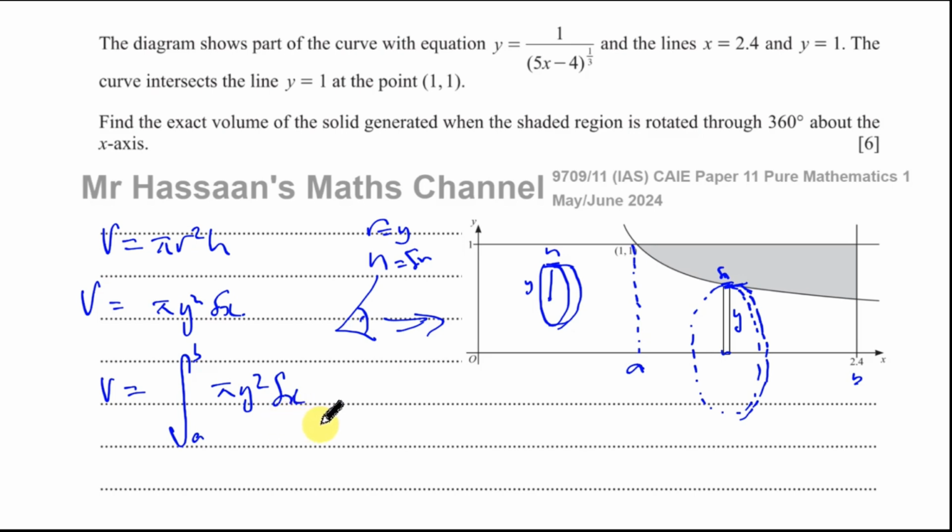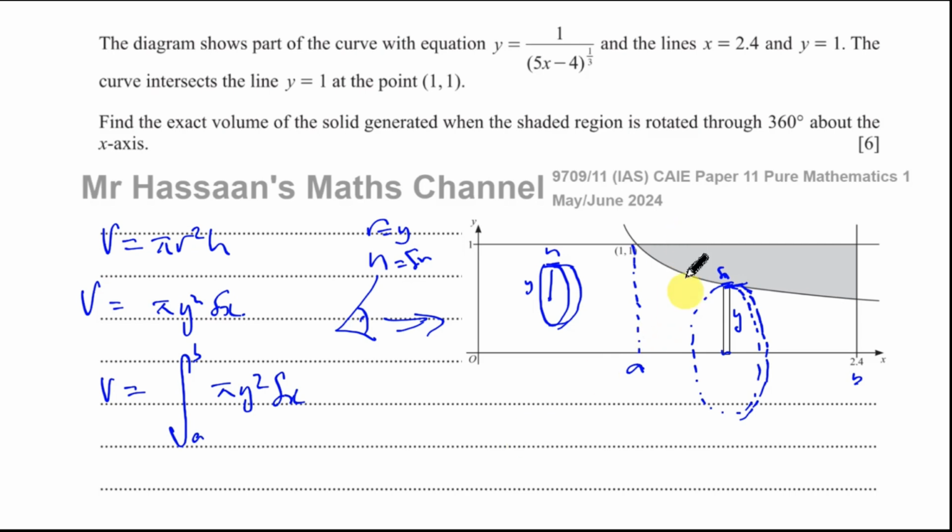But I'm going to show you also right now a different method, because sometimes you might have equations where it's not just a straight line and a curve. It might be two curves, the area between two curves, in which case you will be forced to use the method that I'm going to show you now.